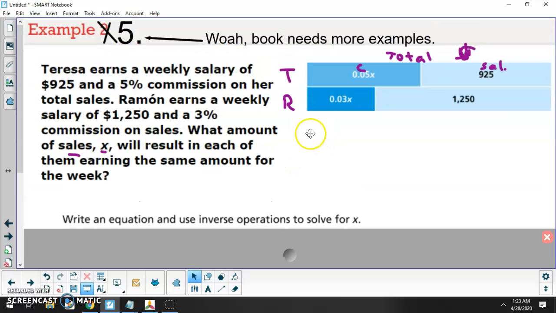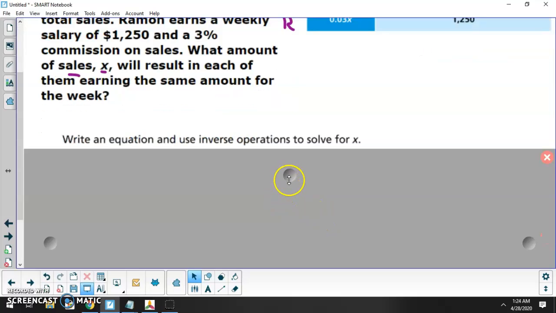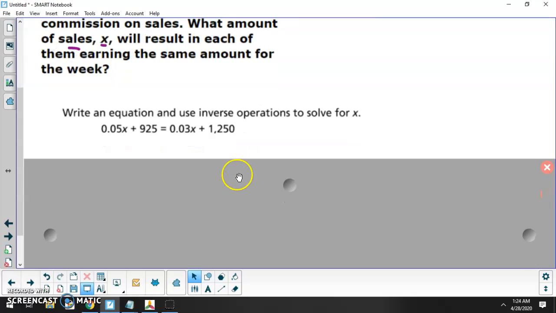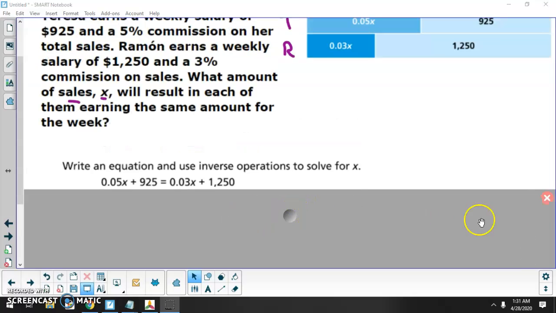You're comparing Teresa and Ramon, so you'd have Teresa on one side of the equation and Ramon on the other. Just think about how this bar would be represented. You have this and this, and you're totaling it, so you're adding it. And there you go. Here is Teresa's, here is Ramon's, and now we just have to solve this equation with variables on both sides.